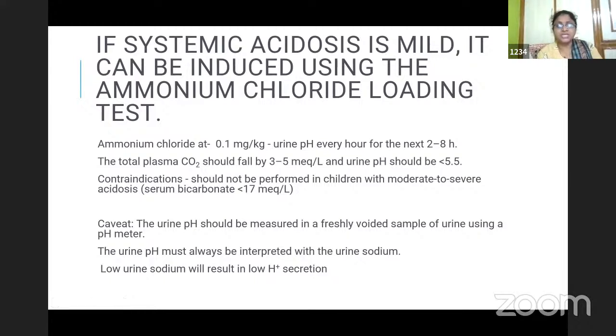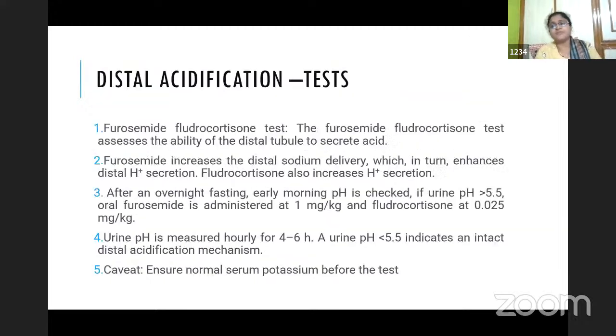And you should also check the urine sodium, because if the urine sodium is low, the potassium will also be low. And the second test is a furosemide fludrocortisone test, which some of the pediatricians prefer to do. Wherein you give, after an overnight fast, first morning pH is checked, and furosemide is given at 1 mg per kg and fludrocortisone at 0.025 mg per kg.